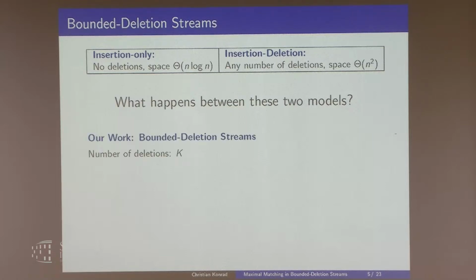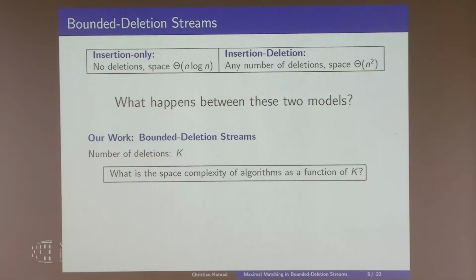So what we do is we parameterize the number of deletions by an integer k. And then we might ask, what is the space complexity of essentially maximal matching in the presence of at most k deletions in the stream? So what could possibly happen? Well, it could happen that we just interpolate nicely between n log n and space n square, and depending on k, this gives a nice smooth trade-off. But we could also have some sort of phase transition. Maybe there's a threshold where suddenly the complexity jumps.